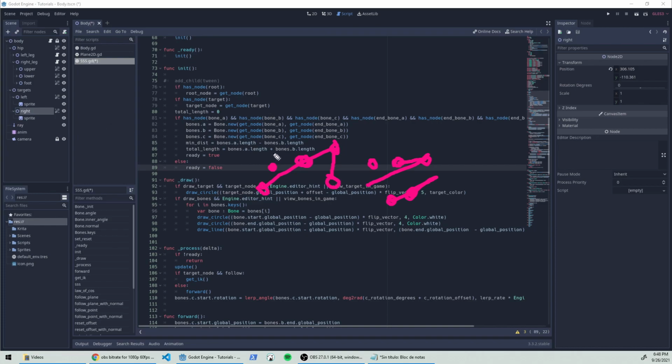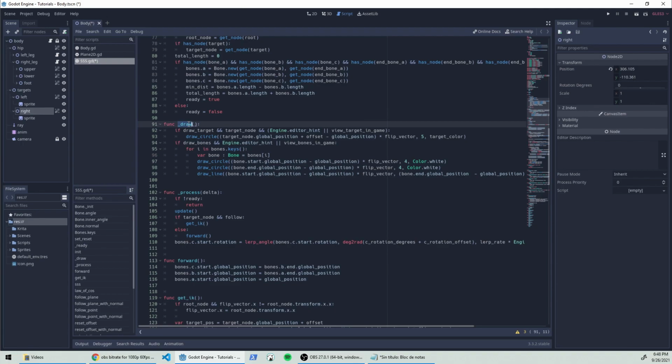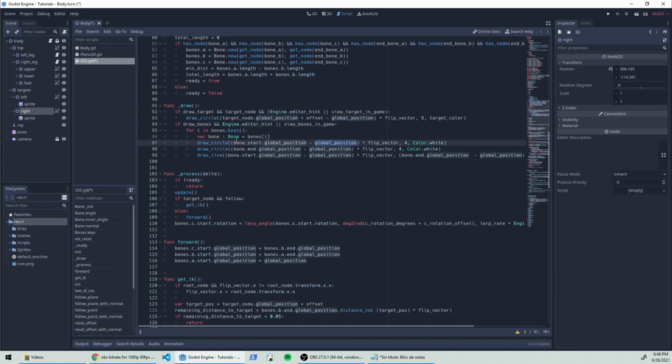And then the total length is the opposite, it's just a plus b. That's the total length of the chain. That's pretty easy. And after we have done all of that, we can say we are ready. So that would be the init function. Now let's move on to the actual function. The draw, nothing special there. We're just drawing circles and lines for the global positions of everything. And we're subtracting the global position because draw is local, so you always want to subtract the global position so it draws in the right place.